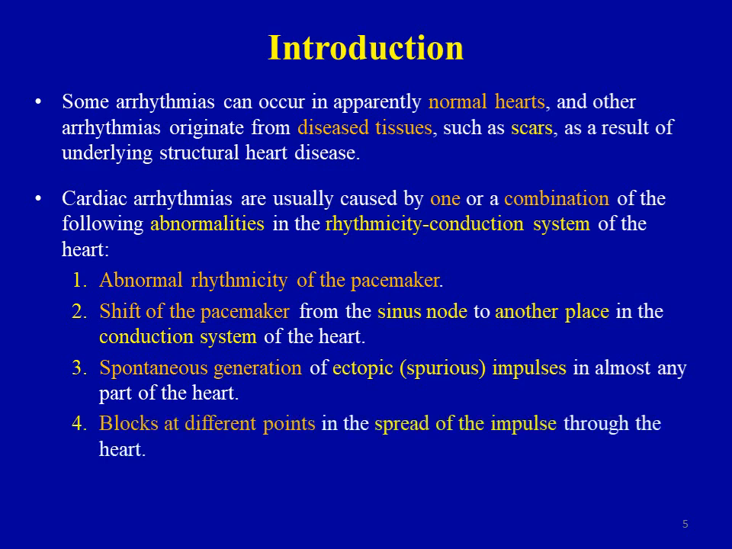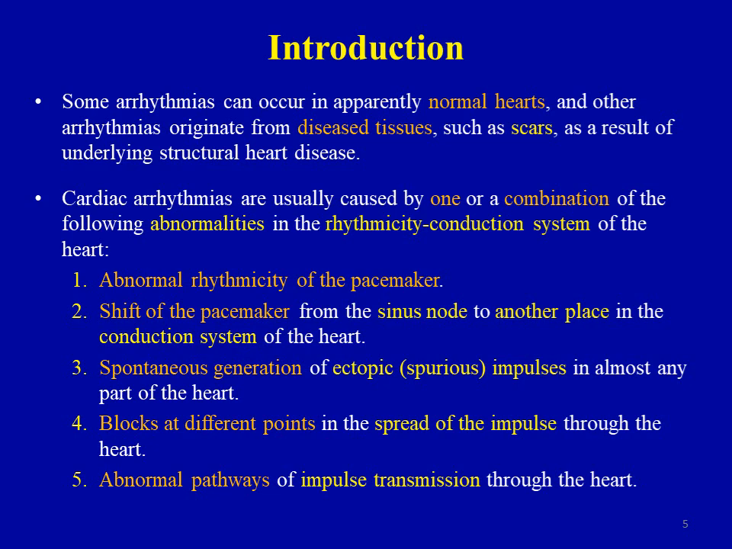Another cause of arrhythmia are blocks at different points in the spread or in the pathway that allow the spread of impulses through the heart. A common example is the AV block. We have different types of AV block that we will discuss in part 2 of this topic. Then the last cause is abnormal conduction pathway. Impulses are transmitted through abnormal pathways through the heart, like in the Wolff-Parkinson-White syndrome that we'll study in part 2.